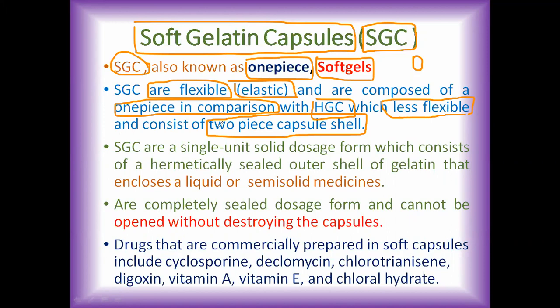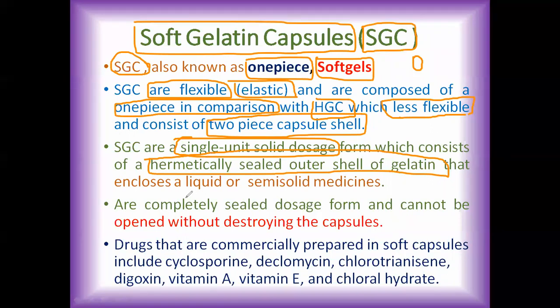Now, these soft gelatin capsules are single unit solid dosage forms, which consist of a hermetically sealed outer shell of gelatin. So this is a unique dosage form where the outer shell of the gelatin is hermetically sealed, and we can enclose liquids or some semi-solid formulations into it.